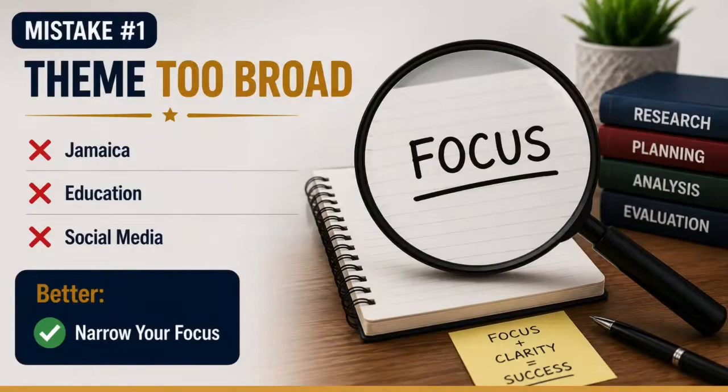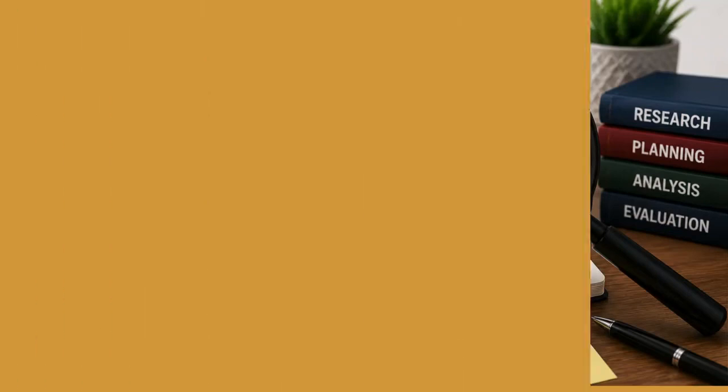The first mistake is choosing a theme that is simply too broad. A theme like Jamaica, education, or social media is much too large for meaningful research. Instead, your group should narrow the focus. For example, instead of education, you could investigate literacy in primary schools. A focused theme leads to stronger subtopics, better research, and a much easier SBA.